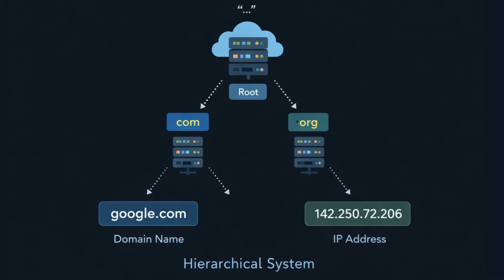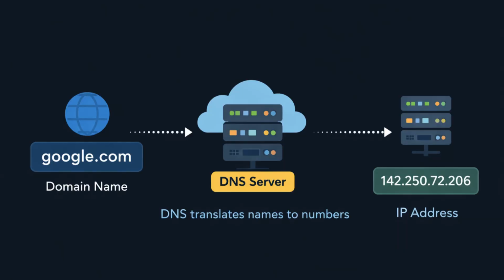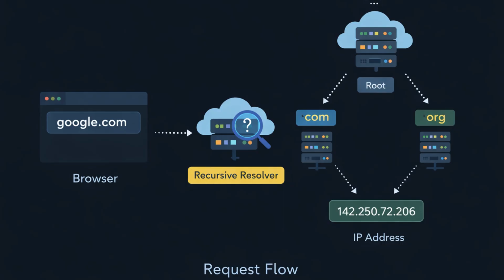It is a distributed and hierarchical naming system. Its job is simple: translate domain names into IP addresses. For example, google.com maps to 142.250. something. Let's see how DNS works behind the scenes.